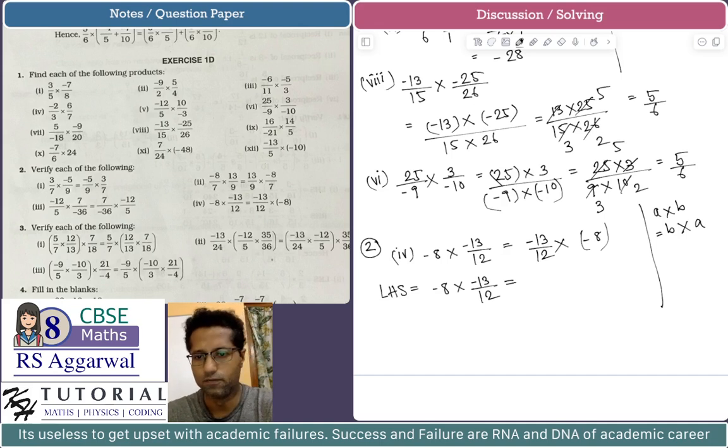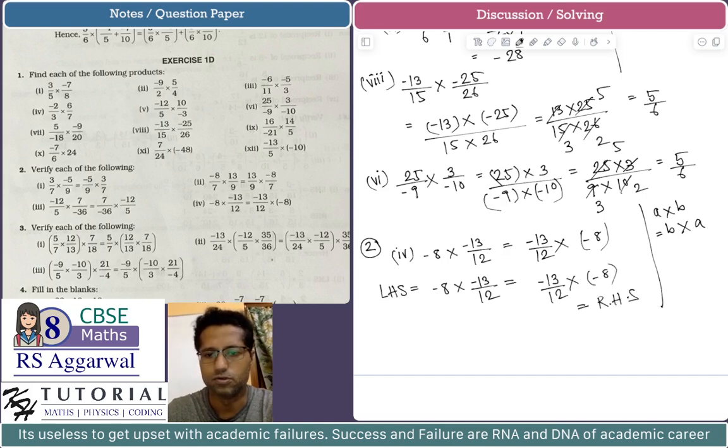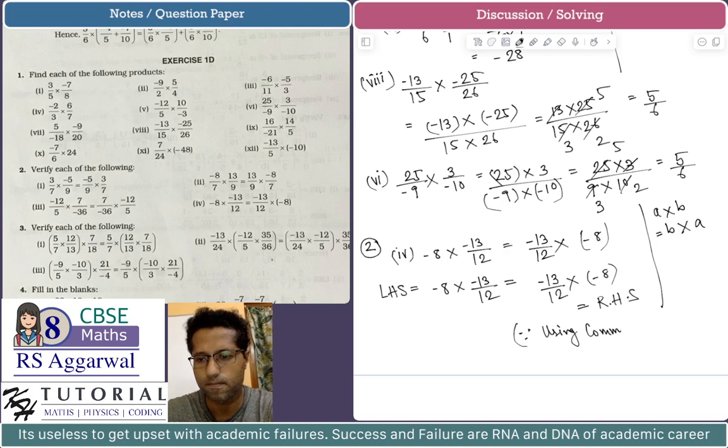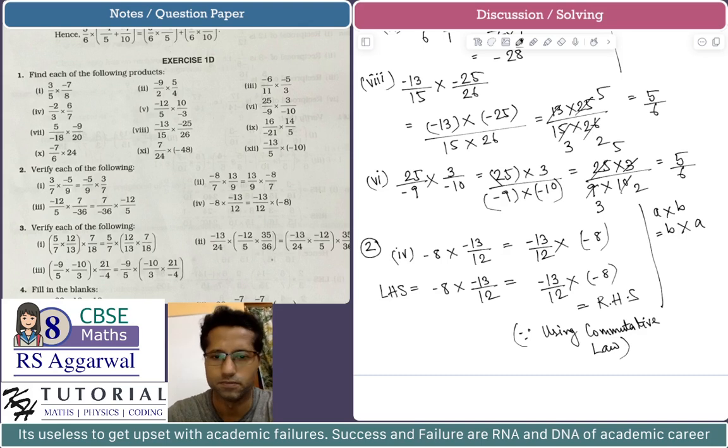So using commutative law, we can say that minus 8 multiplied by minus 13 by 12 is equal to minus 13 by 12 into minus 8, which is equal to RHS. And you should write that using commutative law or commutative property. So this way you can solve all the parts of the problem 2. So I did not solve the other problems.